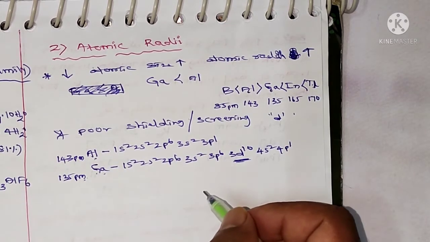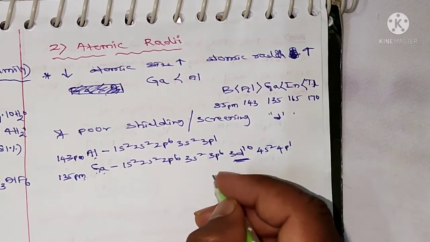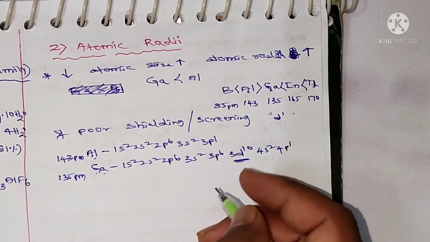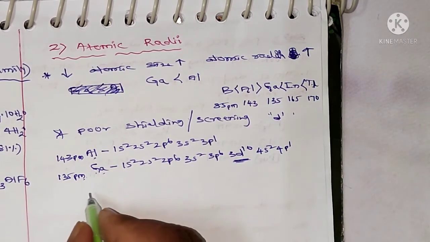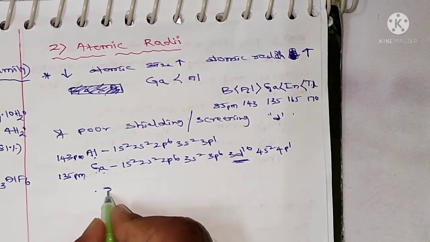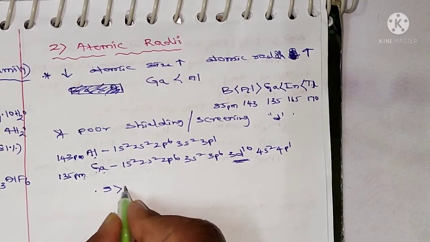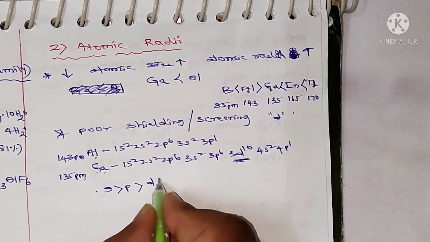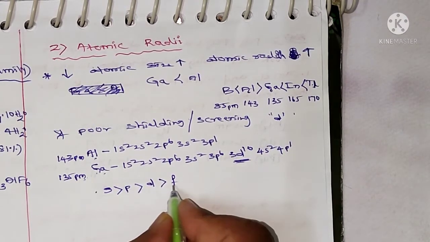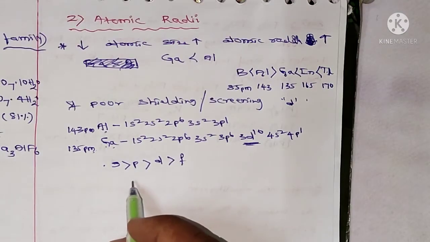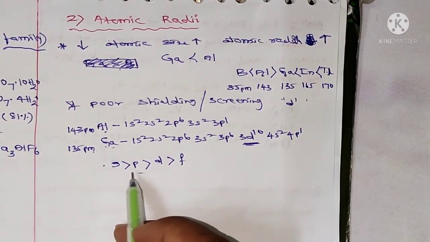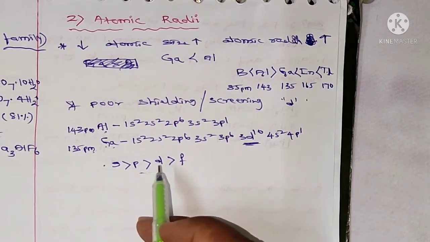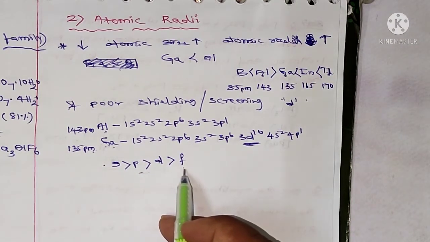So what is the shielding or screening effect? Protecting the outermost orbital electrons from the nuclear charge is called the screening or shielding effect. The shielding effect order is s orbital greater than p orbital greater than d orbital greater than f orbital. So the f orbital has less screening effect. The shielding effect decreases from s orbital to f orbital. S has more shielding and f has less shielding.